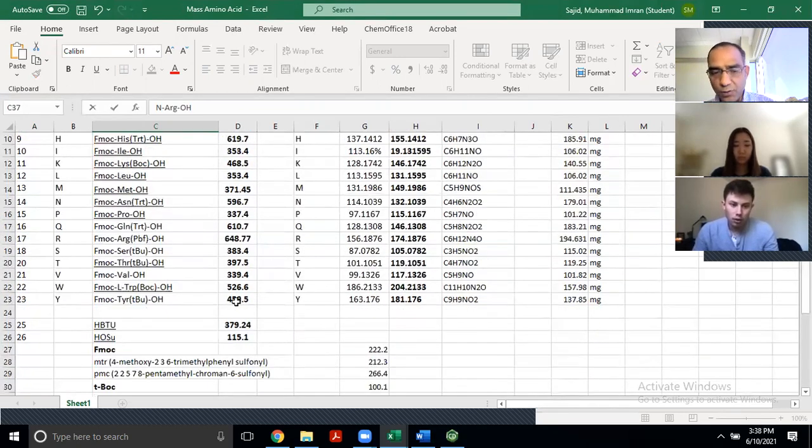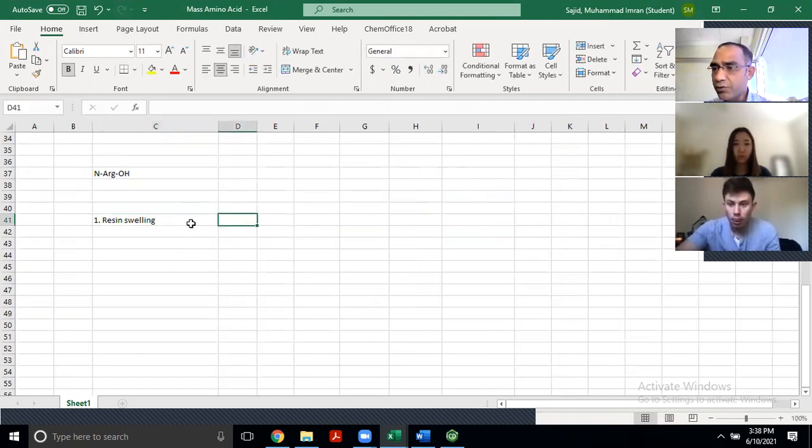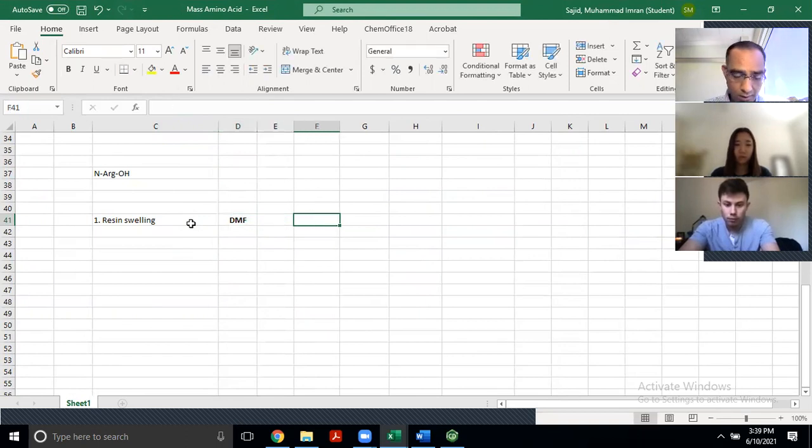Yeah, so now I am telling you what the procedure is. What is the overall procedure? Now, these are the terms, the jargon you have to know. First, resin swelling. What is resin swelling? What we actually do is take the reaction vessel and put the resin in it, and then we swell it in DMF. How long? Usually for 30 minutes. Okay.